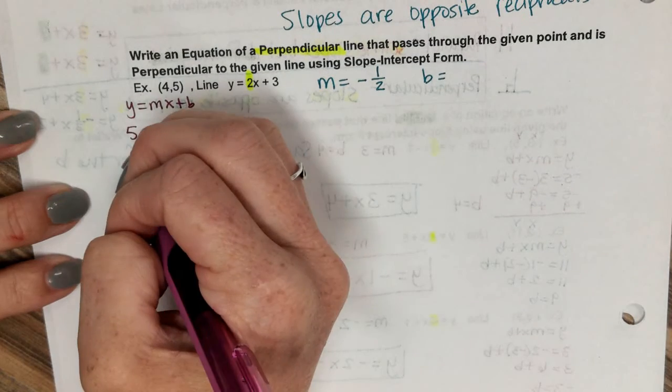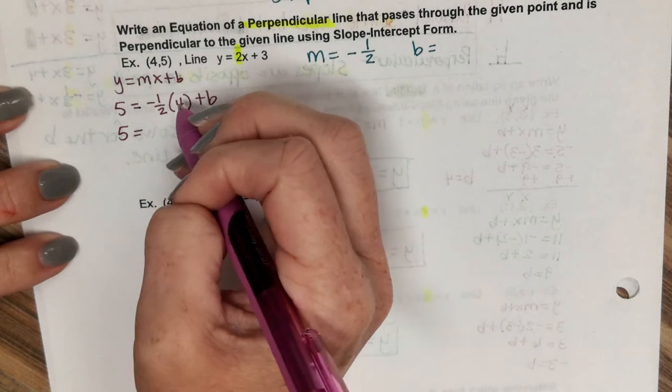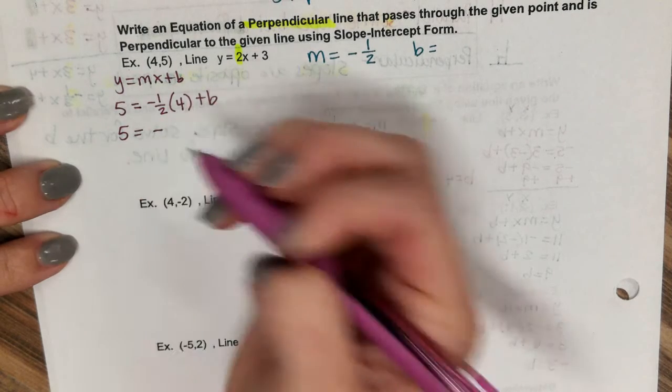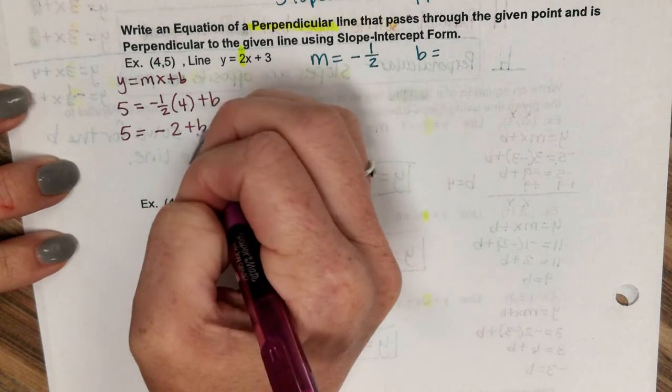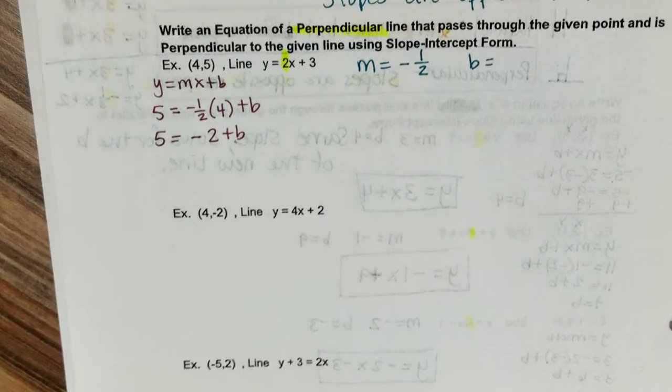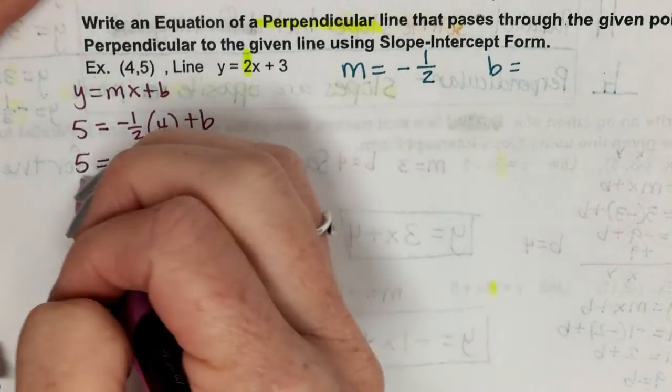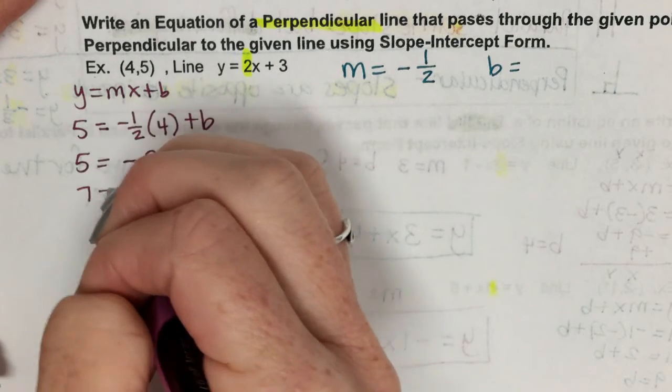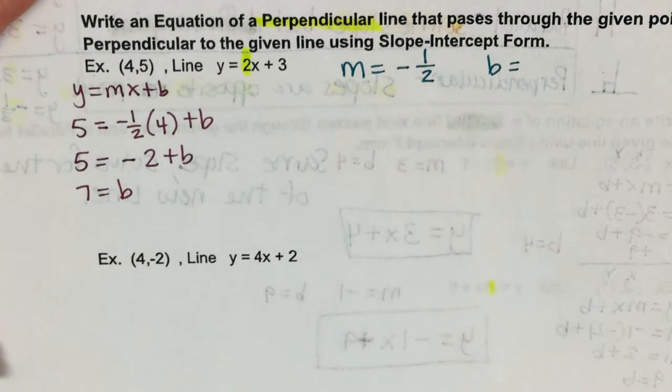Okay, so I have 5 equals. A negative times a positive is a negative, and what's half of 4? 2. How do I get rid of the negative 2? Plus 2. So 5 plus 2 is 7. So 7 equals b.